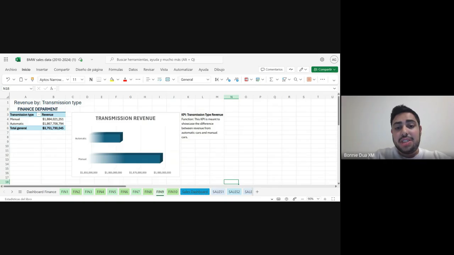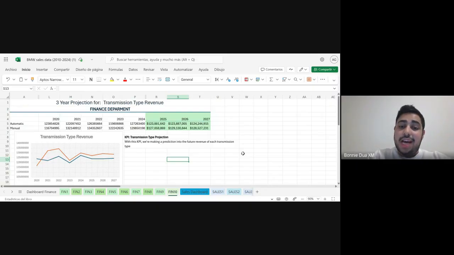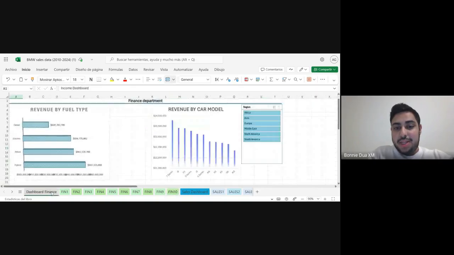For the transmission type revenue, this KPI is meant to showcase the difference between revenues from automatic cars and manual cars. And for the last one in finance, there is a transmission type projection. With this KPI, we're making a prediction of the future revenue of each transmission type. Then we're going to go into sales.